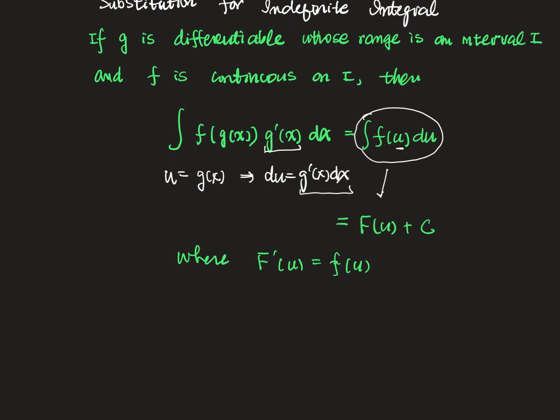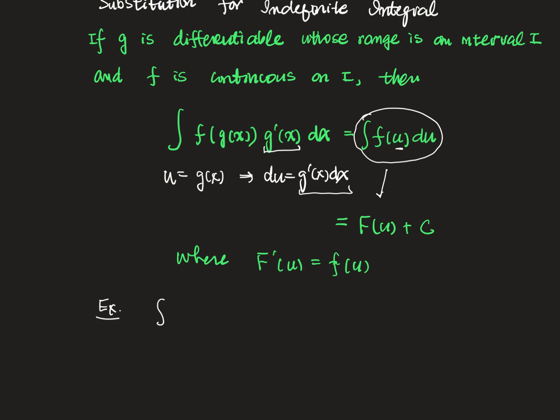For example, it's a very simple example here, guys. Look at this one. Let's say the integral of sine 2x dx. We know the integral of sine x dx: the antiderivative of sine x is negative cosine x plus c. But we don't know the integral of sine 2x dx. In that case, we're going to use the substitution method. Let's have the next example.